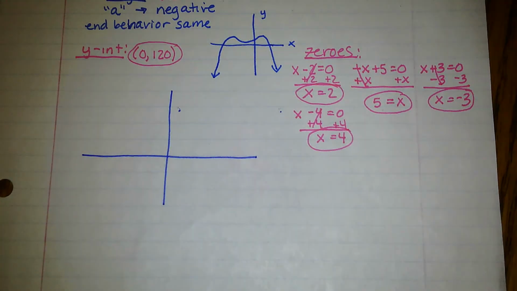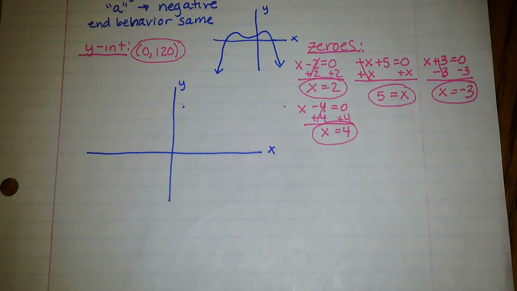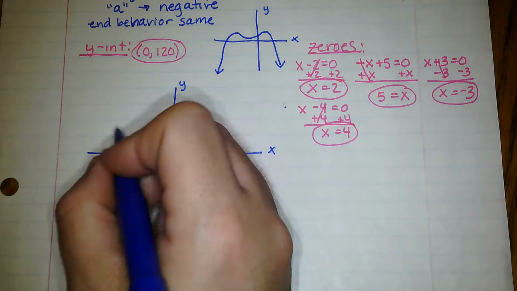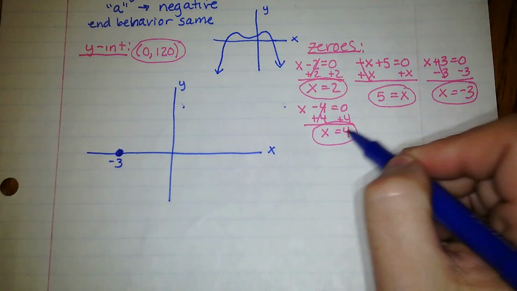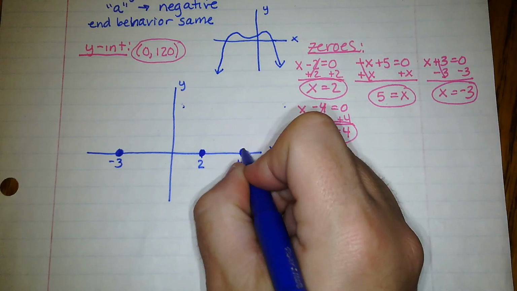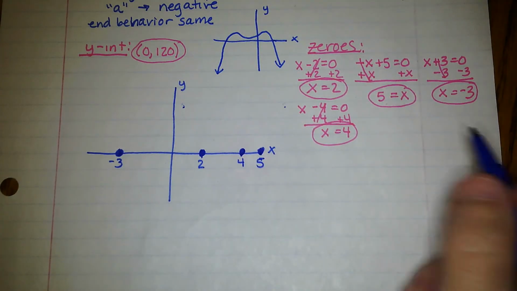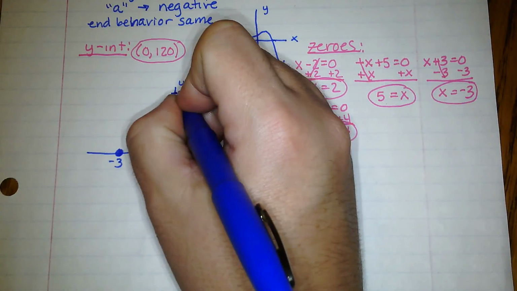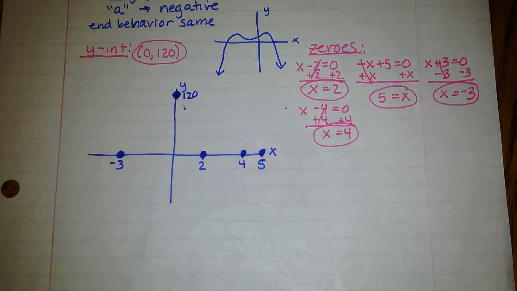Remember, it doesn't have to be to scale. Just make sure your x-axis and y-axis are labeled and that you put your numbers in numerical order. So leftmost point on the x-axis, negative 3. Put a dot. Then I have 2, 4, and 5. And then of course, 0, 120. 120 is positive, so we'll put it up here. Again, not drawn to scale.